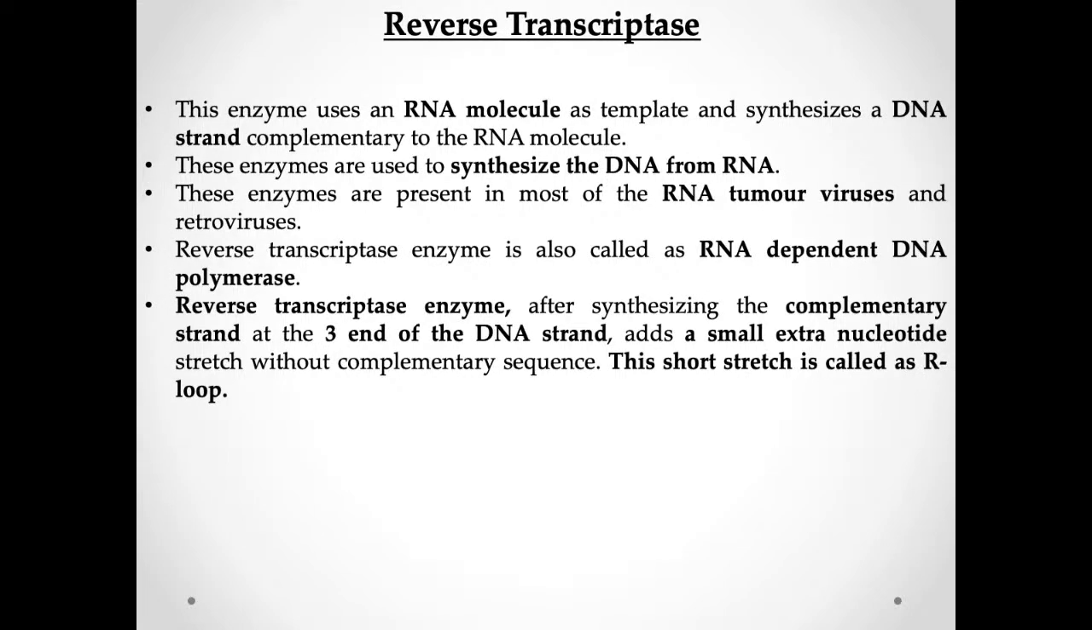Then comes your reverse transcriptase. These enzymes use an RNA molecule as a template and synthesize a DNA strand complementary to the RNA molecule. So these enzymes are used to synthesize DNA from RNA, and they are present in most of the RNA tumor viruses and retroviruses, also called RNA dependent DNA polymerase. And reverse transcriptase, after synthesizing the complementary strand, forms a short stretch at the 3 prime end of the DNA strand, which is called the R loop.